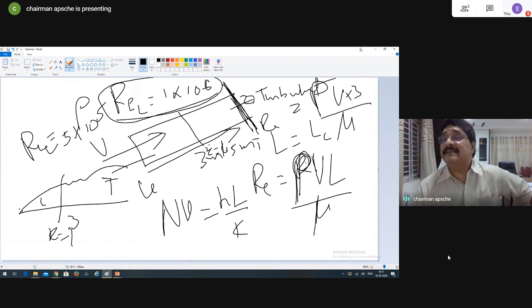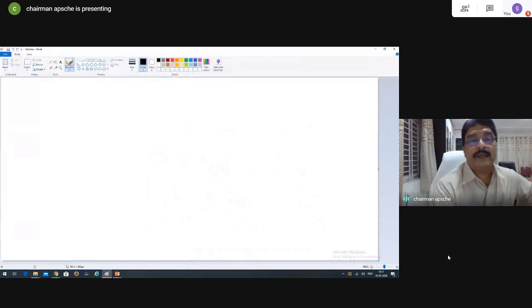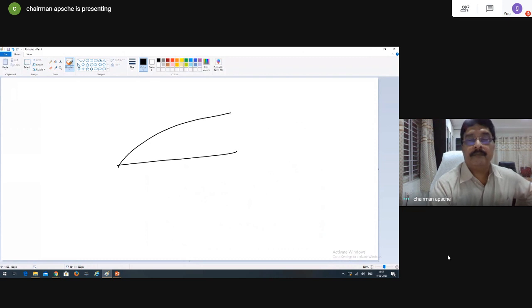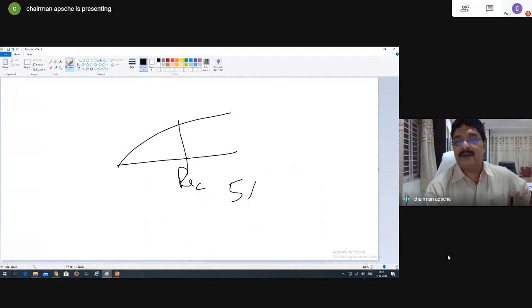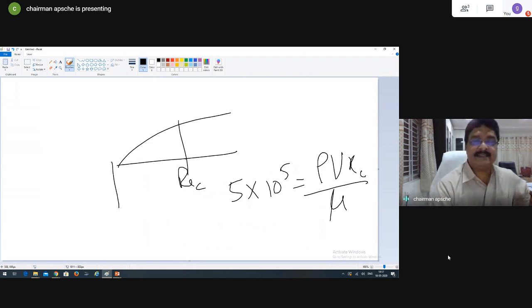How do you calculate this X distance? Now, let me say this is critical Reynolds number. What is critical Reynolds number? 5 into 10 power 5. What is this? It is equal to rho V X by mu. Rho V X critical, let me say. This is the X critical.